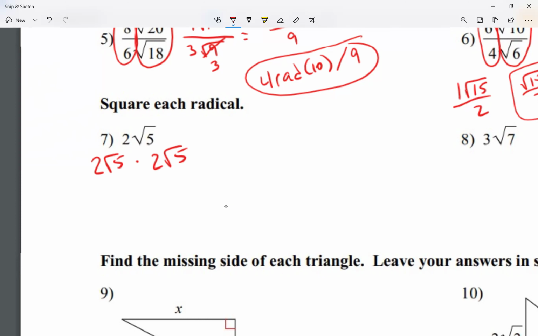Now in this case, I know I have to multiply the whole numbers first. 2 times 2 is 4. Then I have to multiply my radicals. I know 5 times 5 is 25. So I have 4 radical 25. Interesting is that my radical becomes a whole number, right? The square root of 25 is 5. So now I just have 4 times 5, which is better known as 20.